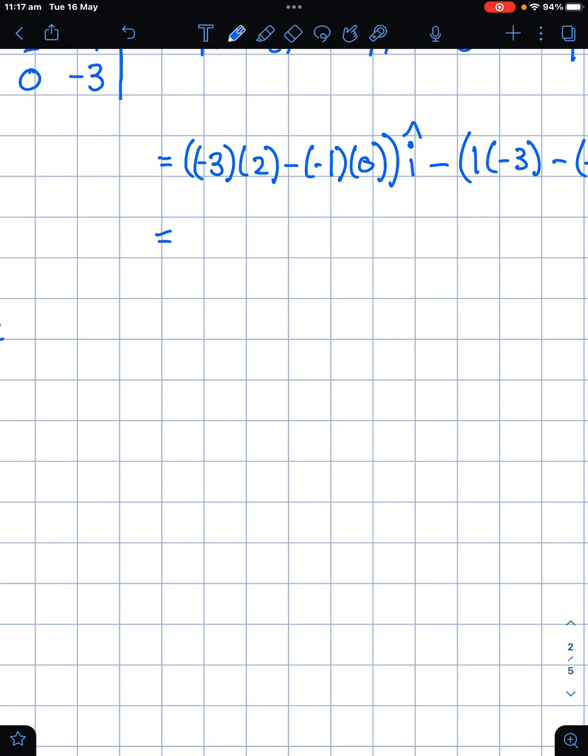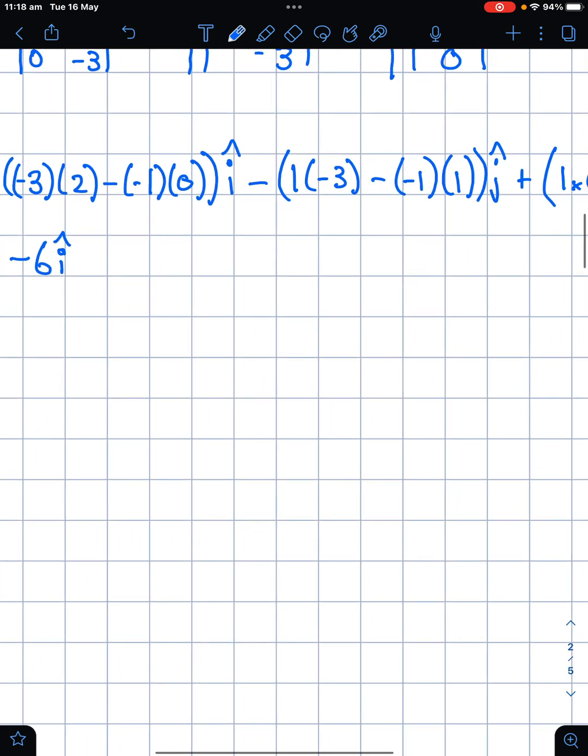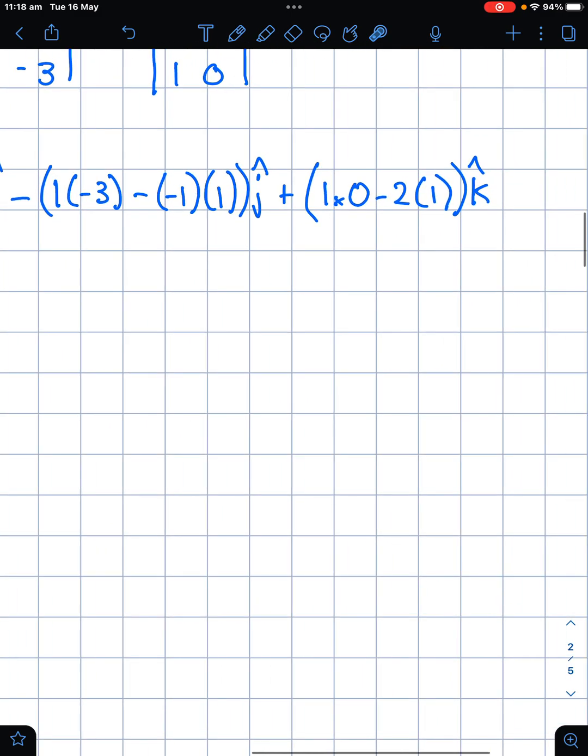So -3 times 2 is -6, so we're left with -6I. We've got -3 times 1 is -3, and -1, but take that. So this negative and negative become a positive, so it's -3 plus 1 is going to be -2, but we've got the negative at the front, so it's going to be +2 here. So +2J. So -3 plus 1 gives us -2. -2 times -1 gives us that. Last one here is -2 times 1 gives us -2.